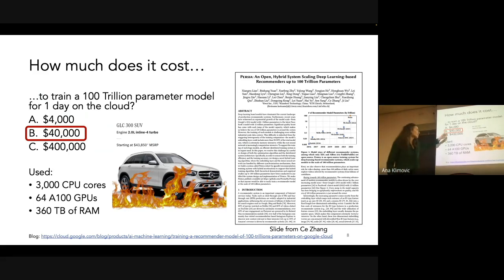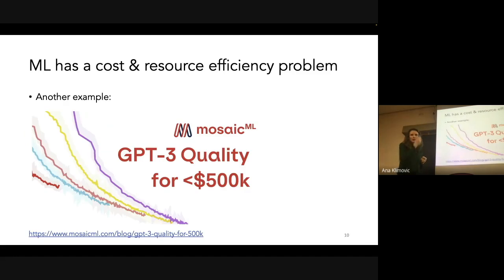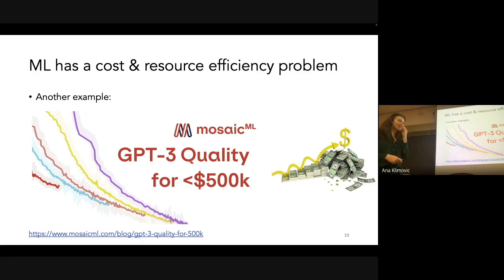And yes, there are bigger models. Another example is Mosaic ML, a startup that has recently celebrated training a GPT-3 quality model in just under $500,000. Which is exciting, but if you step back, this is still $500,000, and clearly this is not sustainable. So addressing this cost and resource efficiency problem for machine learning is a real thing.